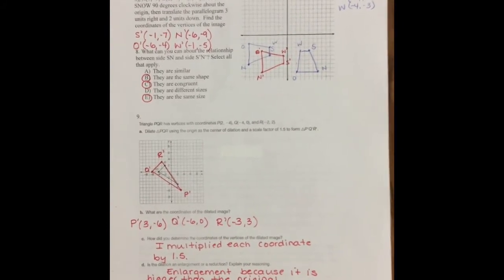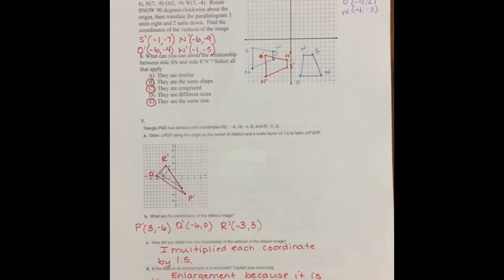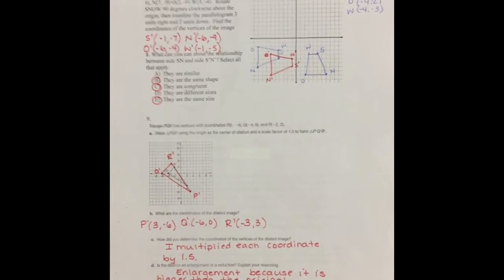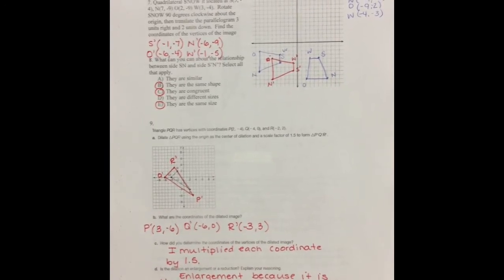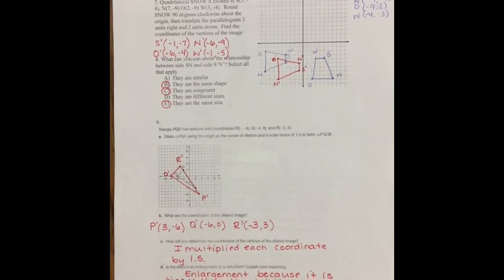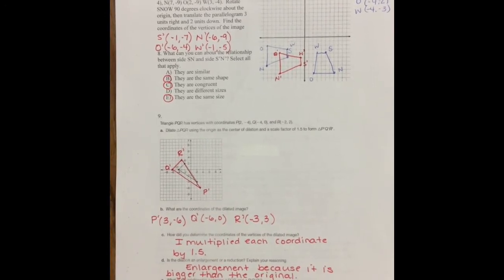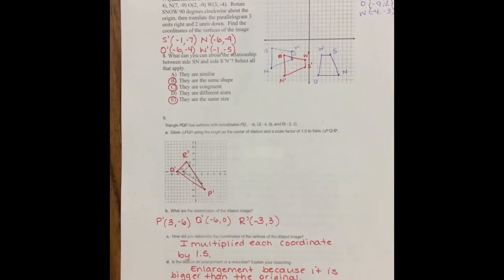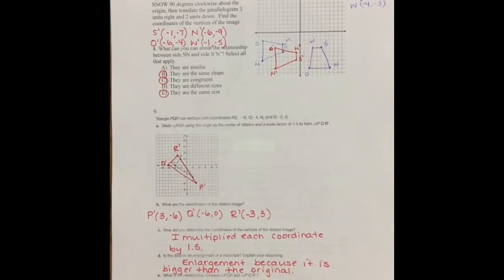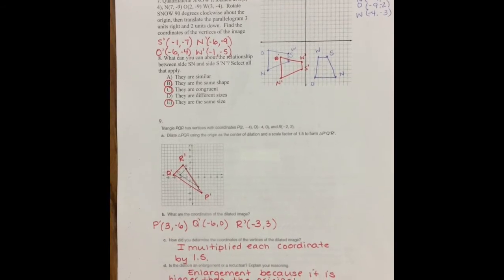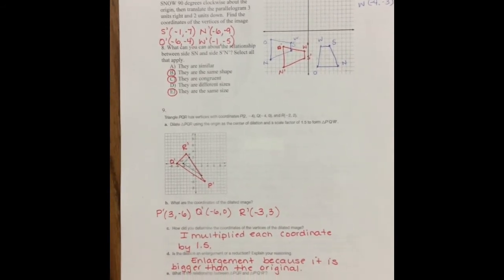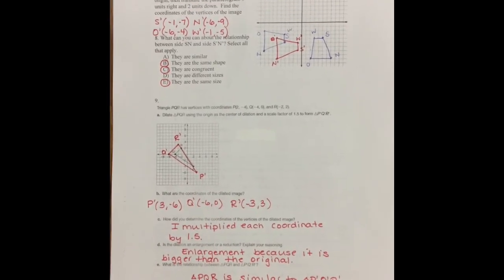Number 7. The original figure is plotted, and then it is rotated. I have the coordinates of my rotation up at the top right corner. Make sure you see that you're going 90 degrees and that you are going clockwise. Then translate that parallelogram 3 units right and 2 units down. Your new ordered pairs would be S is at -1, -7, N is at -6, -9, O is at -6, -4, and W is at -1, -5.